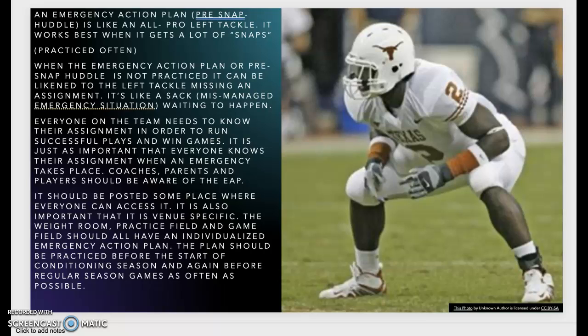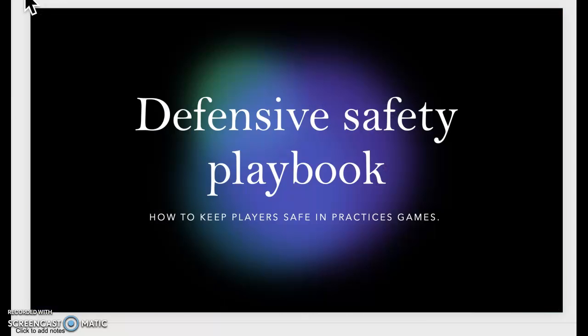Coaches, parents, and players should be aware of the EAP. It should be posted someplace where everyone can access it. It is also important that it is venue specific. The weight room, practice field, and game field should all have an individualized emergency action plan. The plan should be practiced before the start of conditioning season and again before regular season games as often as possible. The defensive safety playbook, how to keep your players safe in practices and games.